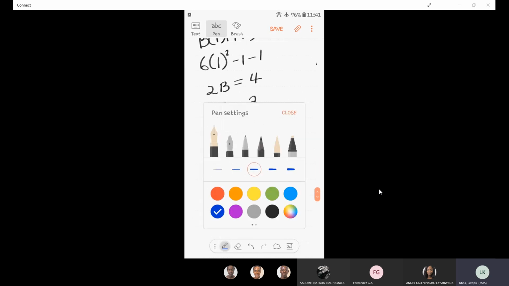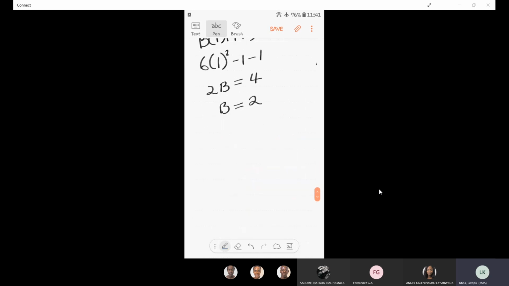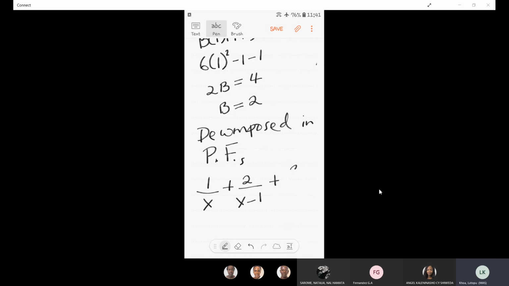So when it's decomposed into the partial fractions, we have A, which is 1 over x, B, say it was 2 over x minus 1, and then C over x plus 1.